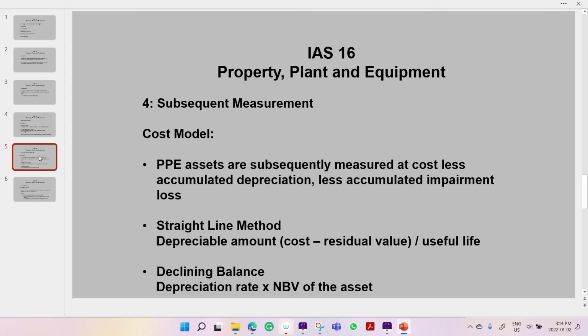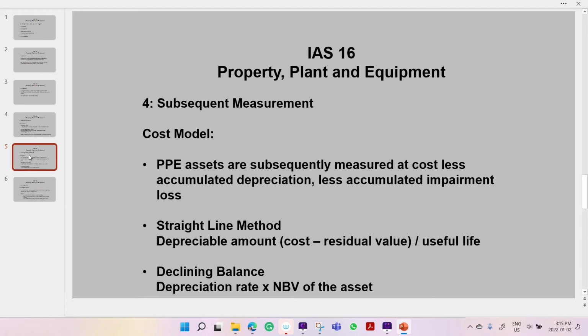4th is subsequent measurement, and there's two ways you could go with that. There's the cost model, which is used in 99% of situations, and then there's the revaluation model. Going into the CFE and for most situations in the workplace, the cost model, that's all you need to know. So to me, everything outside the cost model is just noise. You don't want to focus on that, and instead what you want to know is the cost model. You want to be strong on that.